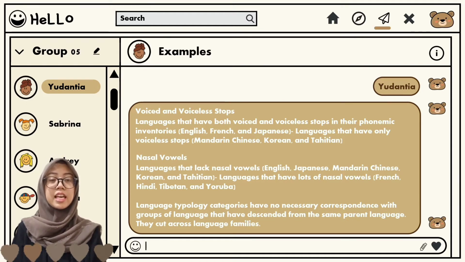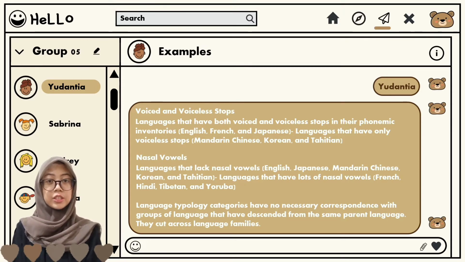For instance, if we establish a typology of languages according to whether they have nasal vowels in their phonemic inventory, English, Japanese, Mandarin Chinese, Korean, and Tahitian will fall into the category of languages that lack nasal vowels. In contrast, Standard French has 4 nasal vowels, along with Hindi, Tibetan, and Yoruba, a language widely spoken in Nigeria. They fall into the category of languages that have nasal vowels.